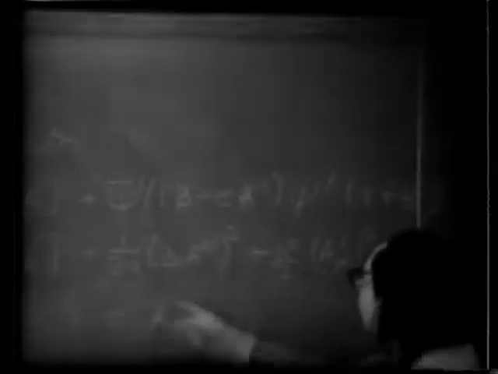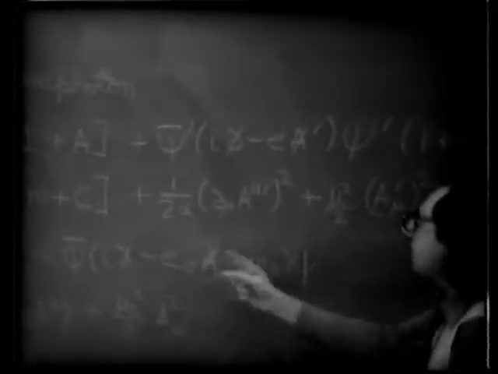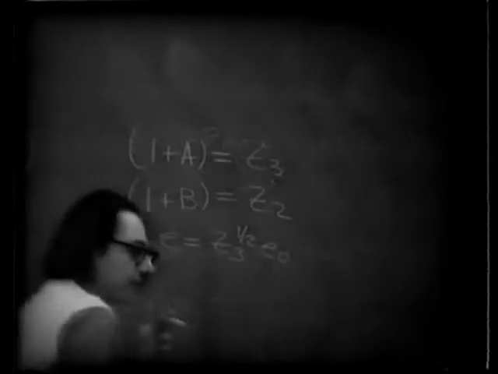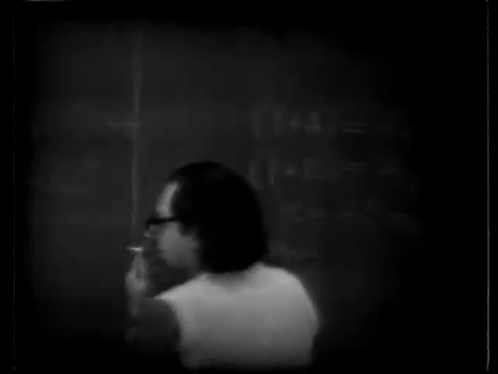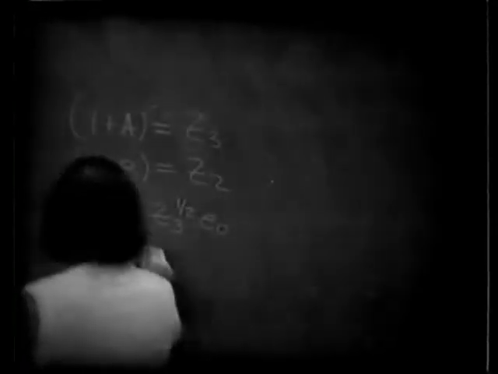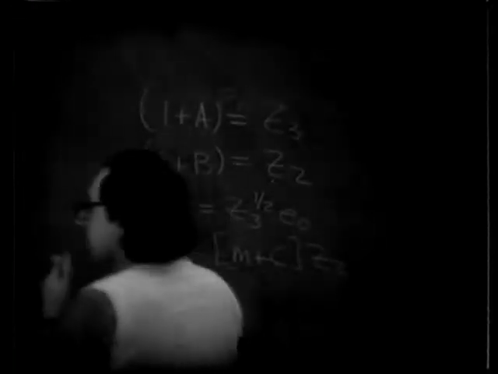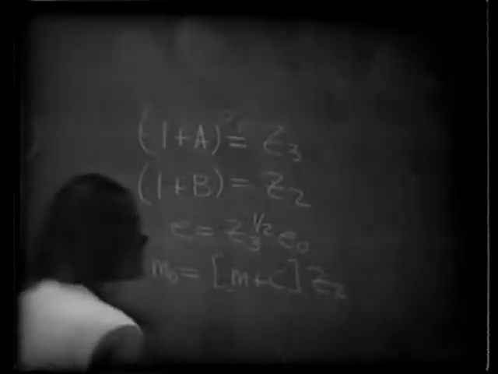Looking at this term and comparing it with this term, we see E A slash prime must be the same as E naught A slash, and therefore E equals Z3 to the 1/2 E naught. That's a very interesting equation. I'll get back to that. We also see M naught equals M plus C times Z2. That's not particularly interesting, and I won't say anything much about that.